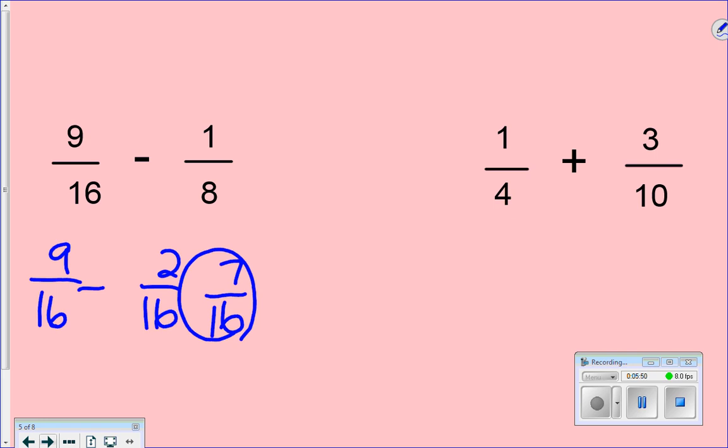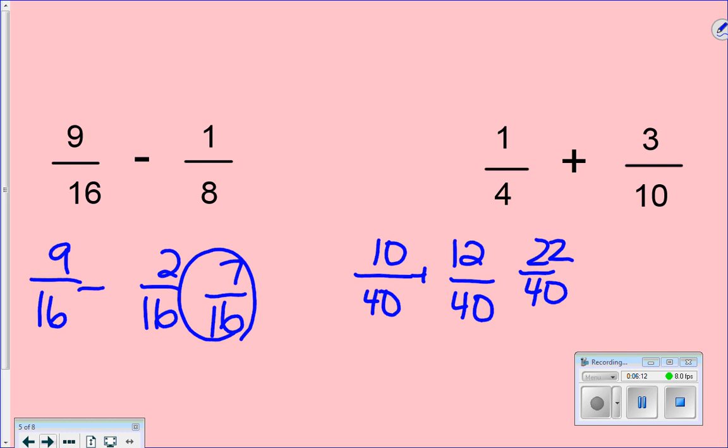Somebody talk to me about this one. Ryan, what'd you do for this one? Okay, so you took it and you used 40 as a denominator. I see. Okay, so then this one you have 12 over 40. Okay, and then you probably got 22 over 40, and then I'm assuming you reduced to 11/20ths.